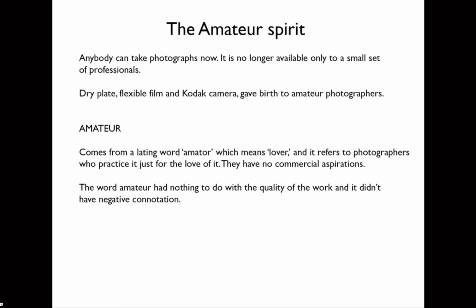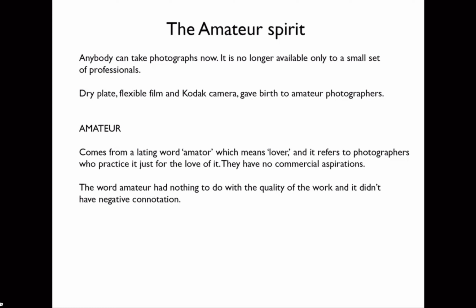I just want to explain to you what amateur meant at that time. The meaning is not the same as it is today. Amateur comes from a Latin word, amator, which means lover, and it refers to photographers who practice photography just for the love of it. They had no commercial aspiration.